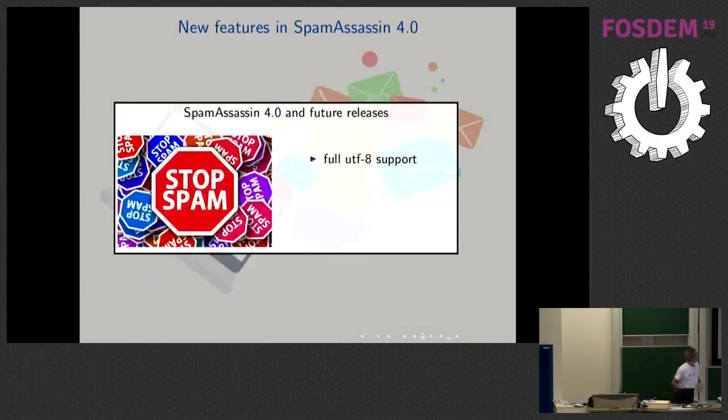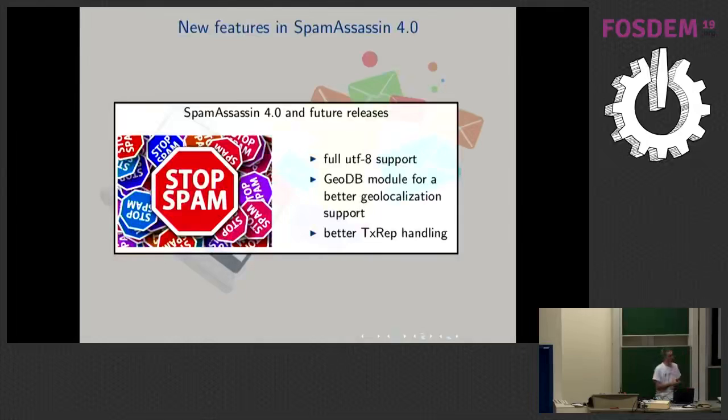SpamAssassin 4 will have full UTF-8 support, so there's no more conversion between the email and UTF-8, but it's full UTF-8. It will have GeoDB support, even better than what we have in 3 at the moment, and better TxRep handling. Some fixes for Postgres have been committed these days, and will be available in 3.4.3. Some more will be available only in 4.